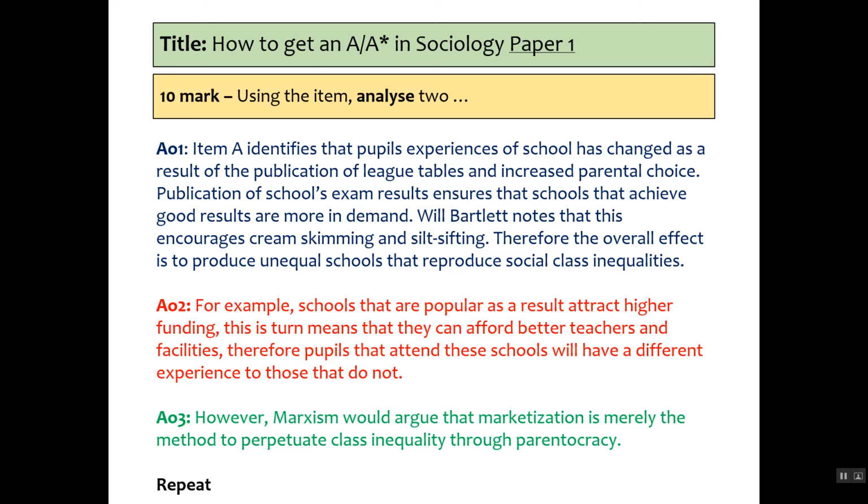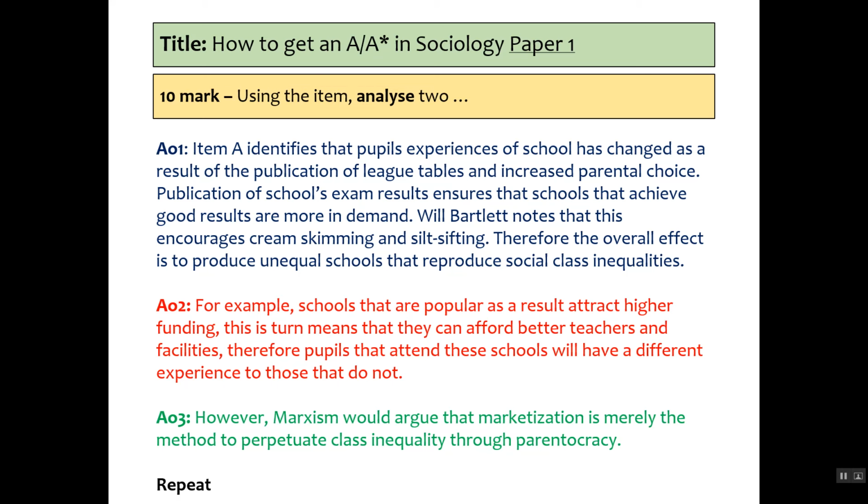Your AO2 is that chain of reasoning, the application. So how does the publication of a league table change children's experience of school? Well, schools that are more popular attract higher funding. This means they can afford better teachers. This means they can afford better facilities. Therefore, more pupils will attend that school, and it perpetuates that circle. Therefore, students' experiences are different.